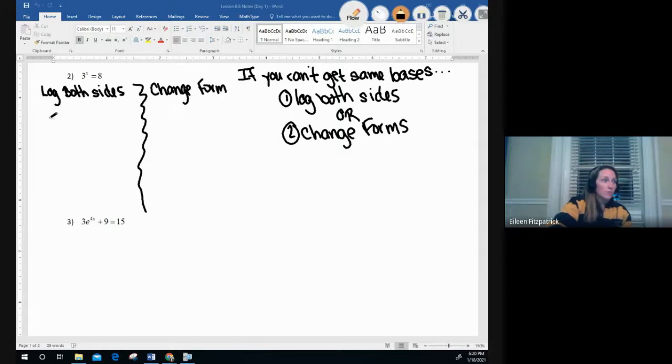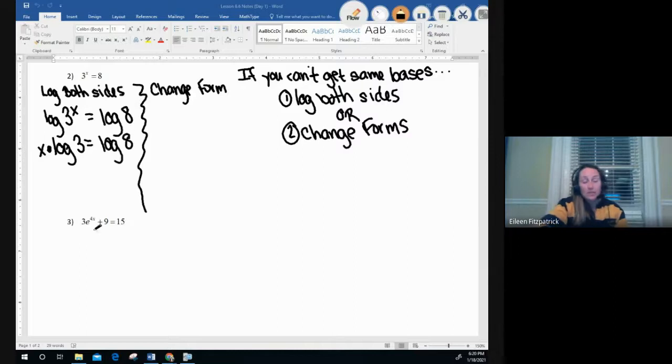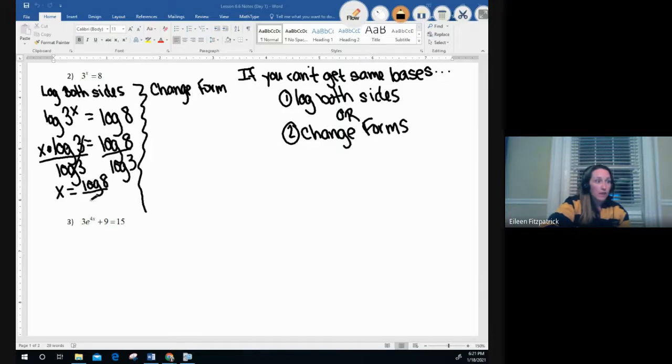All right, so log both sides. I'm going to write it as log of 3 to the x. So I'm just using base 10, equals log base 10 of 8. Now using my log properties, this exponent has to be written out front. So it's x times log of 3 equals log of 8. The goal is to solve for x, to get x alone. So divide both sides by log of 3. So now I have x is equal to log 8 divided by log 3.